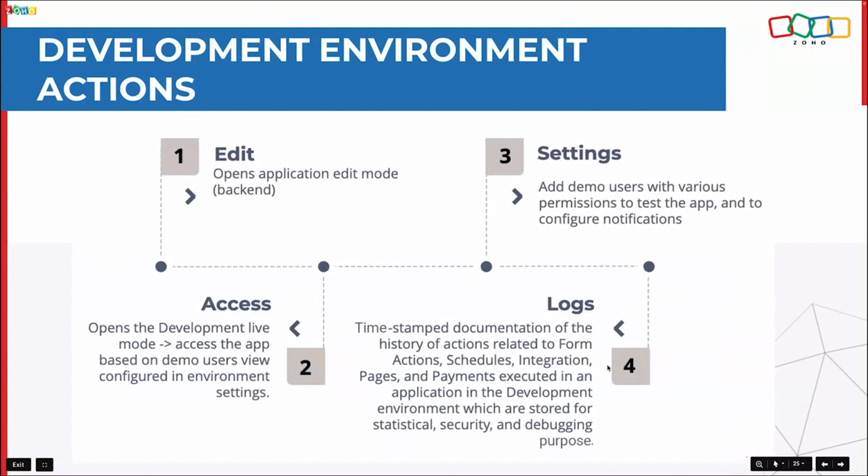Here you can see the 4 actions involved with the development mode of the app. The first point is it opens the application's edit mode, which is the development edit mode, the backend. The second point, the access button leads us to the development live mode of the app, where we can access the app and see the development label near the app name at the top. And you can also select the demo users, which we'll discuss shortly. The third point is the settings, where you can add demo users for user role specific testing.